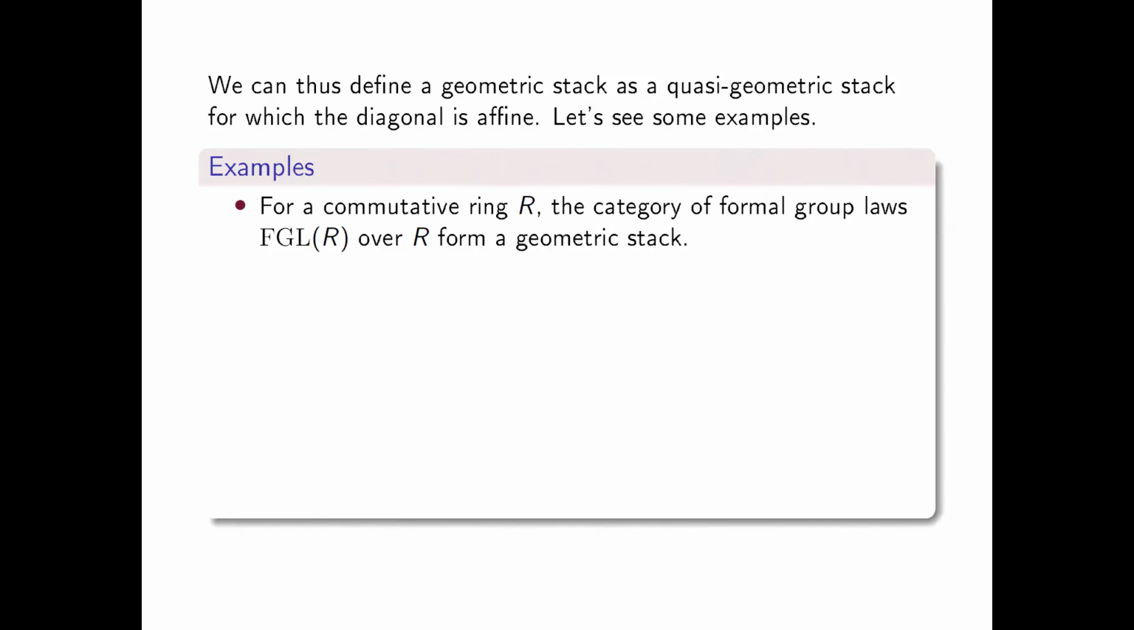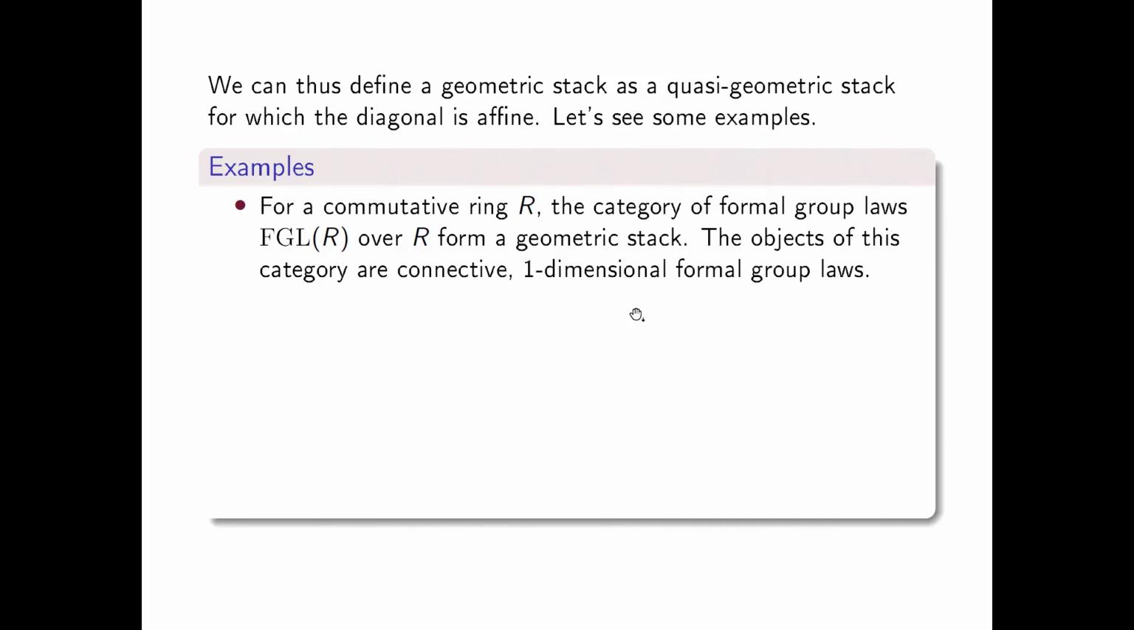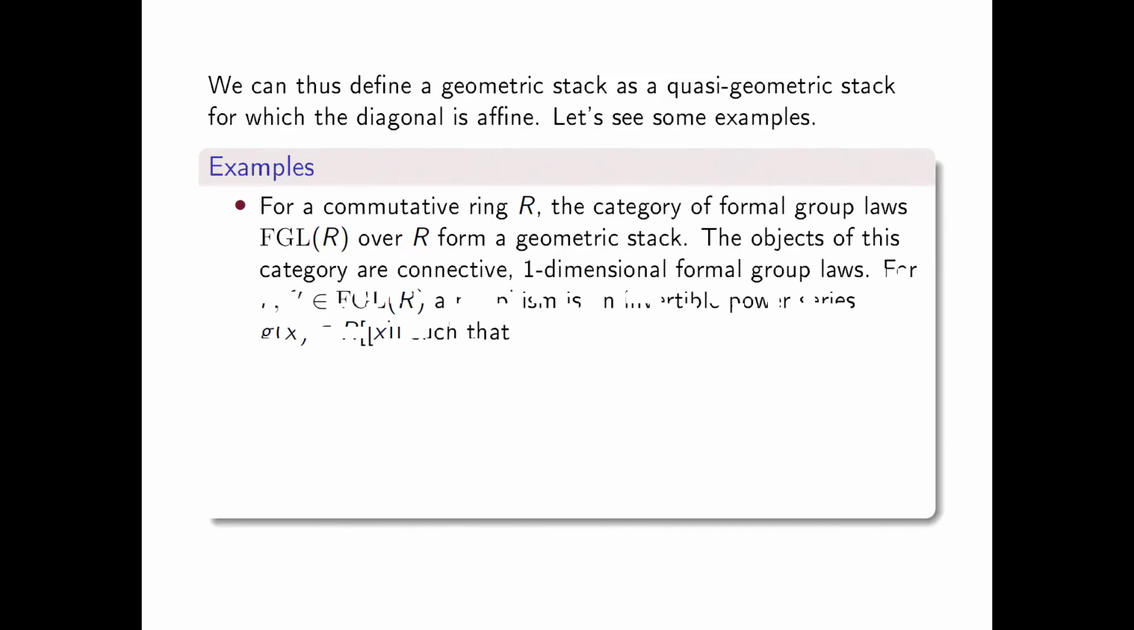I mean, also because this is the only good example that I have a decent understanding of. So this category of formal group laws for a commutative ring R is a geometric stack. The objects are basically these connective one-dimensional formal group laws. And you say that there's a morphism between these two formal group laws F and F' if you have an invertible power series G(X) such that this formula is satisfied.